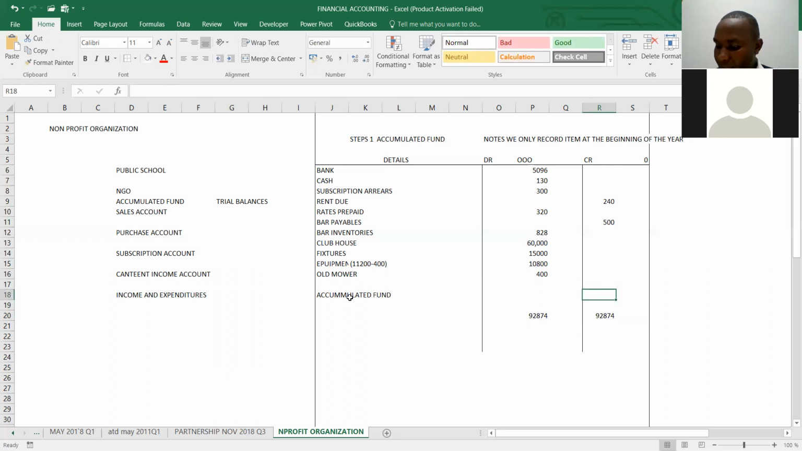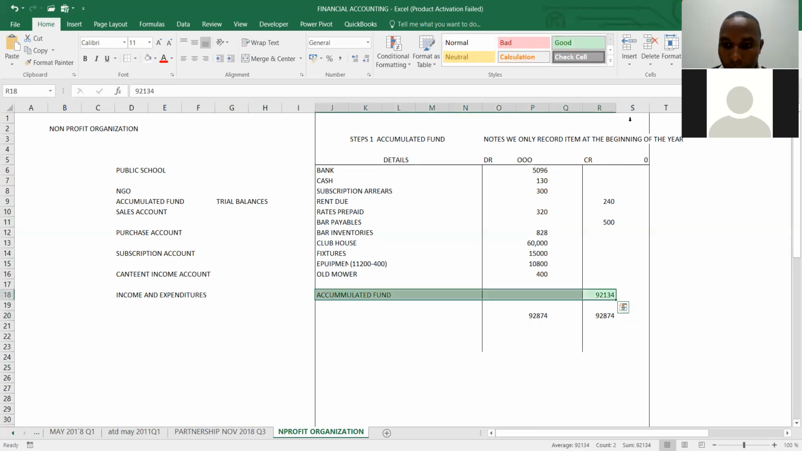So I would say minus 240 minus 500. So it will come to 92,134. That is the first step. We are through with the accumulated fund. So this one will go to what? The balance sheet.